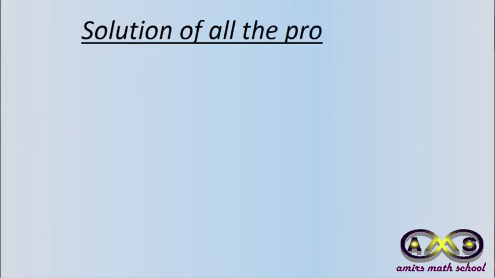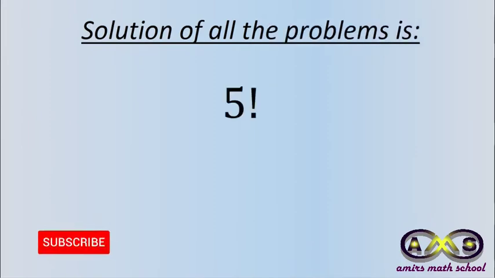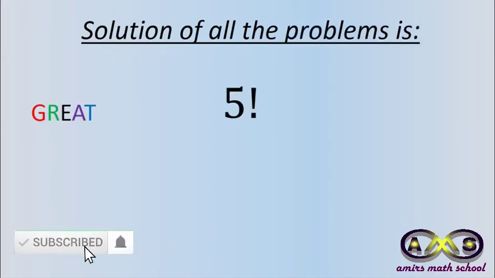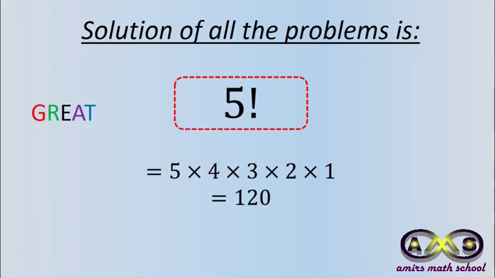The solution of all the problems is quite factorial, because the word GREAT consists of 5 different letters: G, R, E, A, T. So the value of 5 factorial is equal to 5 into 4 into 3 into 2 into 1, which is 120. So our result is 120.